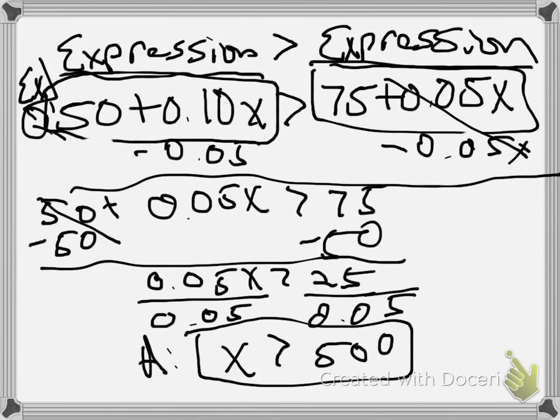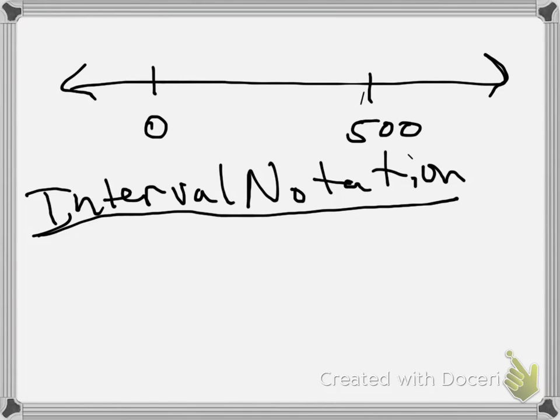So if you go 501 minutes, 502 minutes, 503 minutes, all of those will make the expression on the left more than the expression on the right. That's a lot of numbers, a whole big bunch, and we're not going to write 501, 502 and all those numbers individually. We have to find a way to express all of the numbers that make the inequality true.